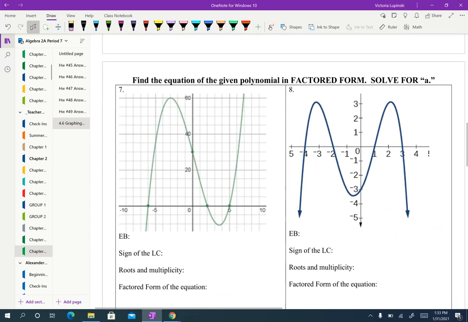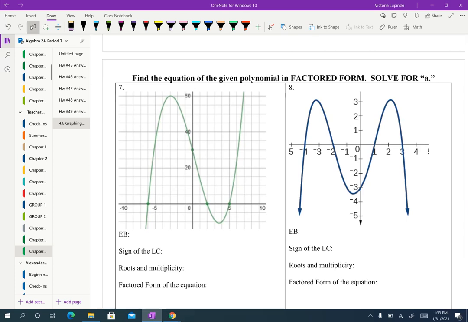Couple other things, though, that we want to go over. So we're going back now to finding the equation of the graph in factored form, but there's a little bit of a new thing we're going to add. Here, we are actually going to solve for A.